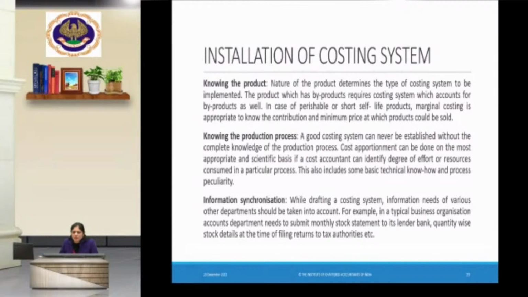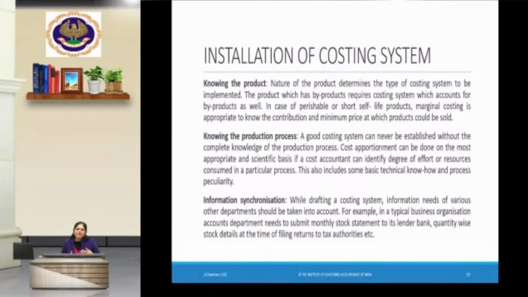Information synchronization. While drafting a costing system, information needs of various other departments should be taken into account. Which departments you want to be integrated? All right, so that the top management wants to see the working or the cost of every department. So how and to what extent is the integration required? Which department should be kept aloof, isolated? Which departments should be integrated? So accordingly, information needs of various other departments should be taken into account. For example, in a typical business organization, the accounts department needs to submit a monthly stock statement to its lender bank, and quantity-wise stock details at the time of filing returns to tax authorities.